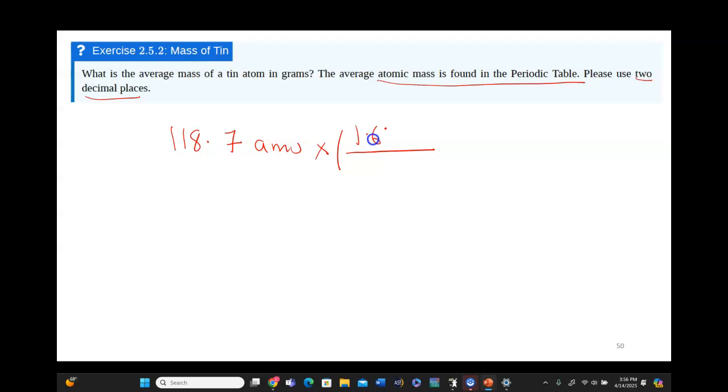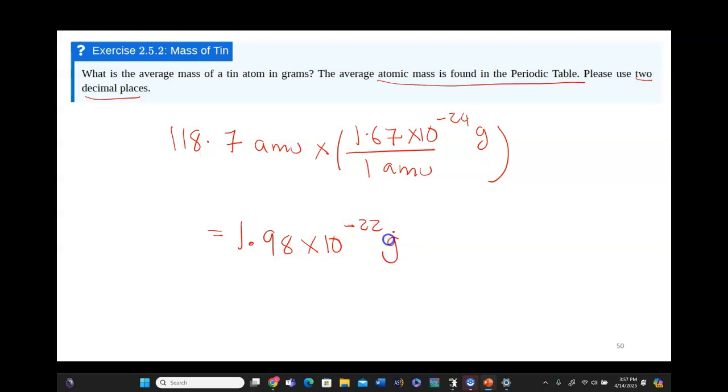Well, 1.67 by 10 to the negative 24 grams for every 1 AMU. It's not going to be a very big number, is it? 118.7 times 1.67 by 10 to the minus 24. Put that into my calculator. To 2 decimal places, 1.98 by 10 to the negative 22 grams.